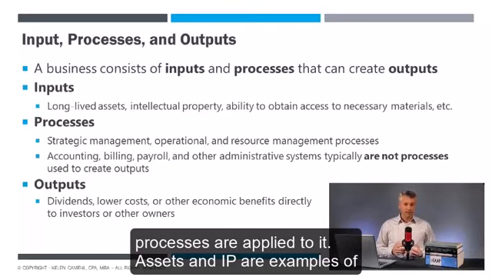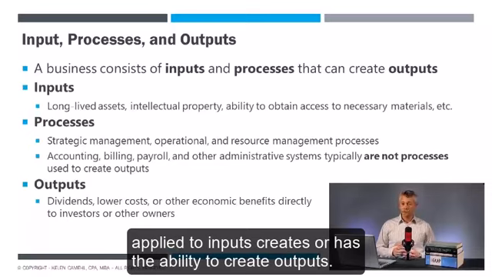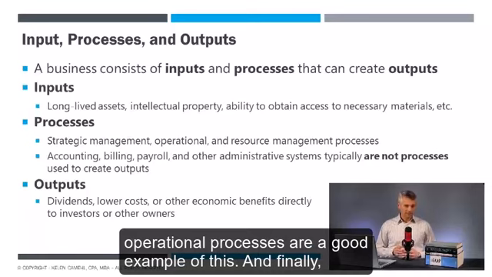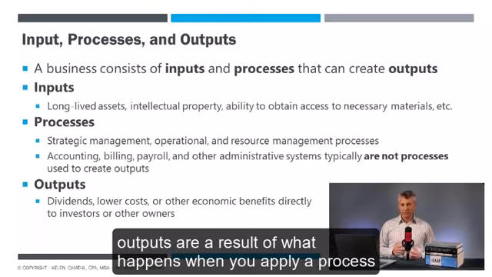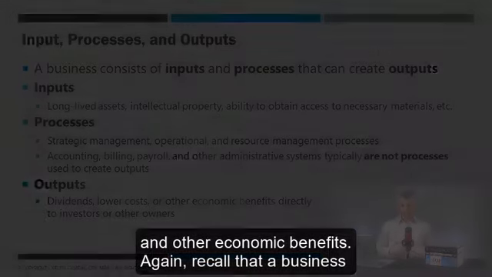Assets and IP are examples of inputs. Processes are systems, standards, or protocols that, when applied to inputs, create or have the ability to create outputs. Operational processes are a good example of this. And finally, outputs are a result of what happens when you apply a process to certain inputs. Again, this can be in the form of dividends and other economic benefits.